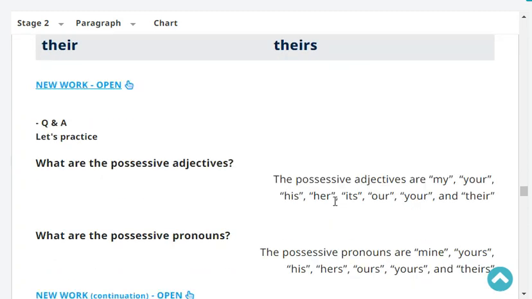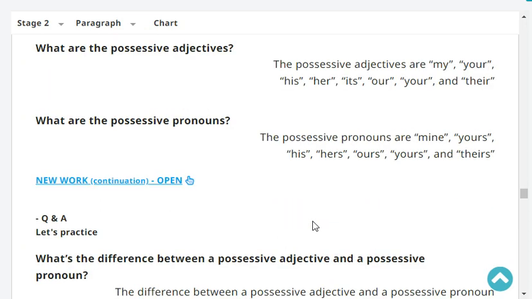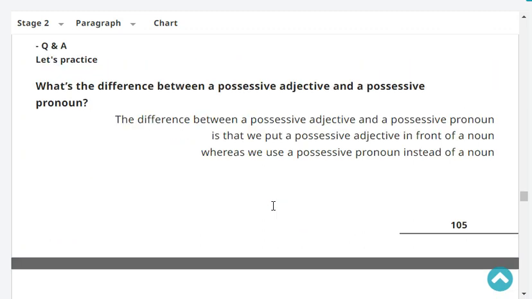What are the possessive adjectives? The possessive adjectives are my, your, his, her, our, their, etc. What are the possessive pronouns? The possessive pronouns are mine, yours, ours, theirs, etc.